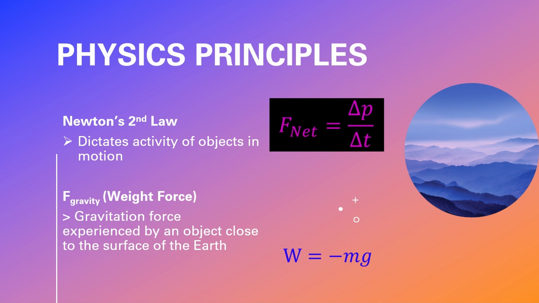Newton's second law dictates the activity of objects in motion, and it states that F net equals the change in momentum over the change in time. This is always important to consider when something is in motion. Next, we're going to be talking about weight force, or the force of gravity in this case. So the force of gravity near the surface of the Earth is equal to negative mg, where m is the mass of the object and g is 9.8 meters per second squared.